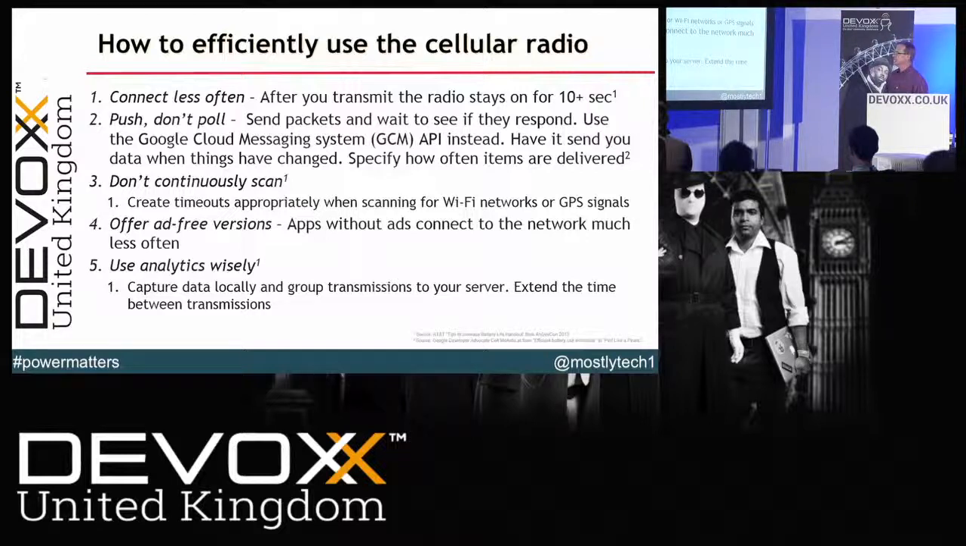Don't continually scan. Create timeouts when scanning Wi-Fi networks and GPS signals. I was here earlier, and I noticed an app was trying to get a GPS fix, and it couldn't get one for whatever reason. No satellites, who knows? So I set a little timer on my phone, and it continued for 6 minutes, and it probably would have continued indefinitely. A huge waste of power, and it's so easy to avoid.